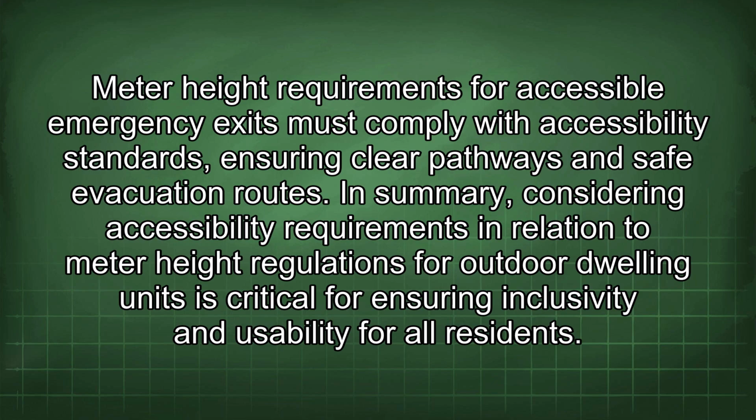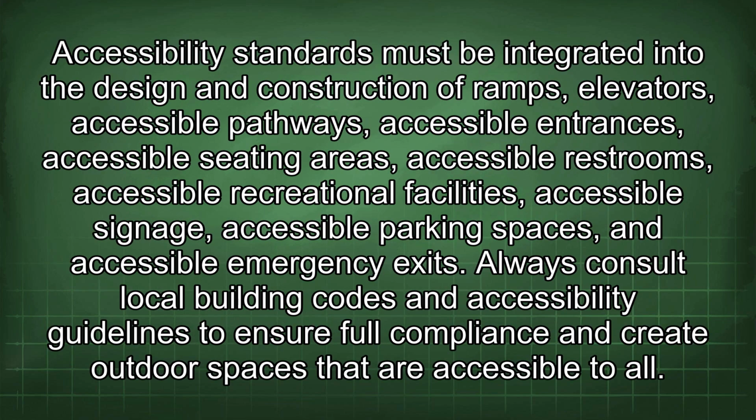In summary, considering accessibility requirements in relation to meter height regulations for outdoor dwelling units is critical for ensuring inclusivity and usability for all residents. Accessibility standards must be integrated into the design and construction of ramps, elevators, accessible pathways, accessible entrances, accessible seating areas, accessible restrooms, accessible recreational facilities, accessible signage, accessible parking spaces, and accessible emergency exits. Always consult local building codes and accessibility guidelines to ensure full compliance and create outdoor spaces that are accessible to all.